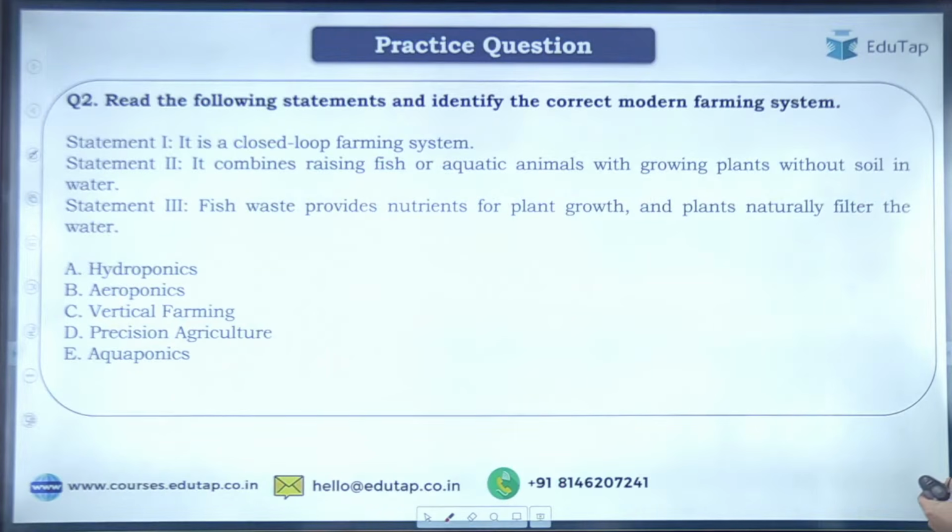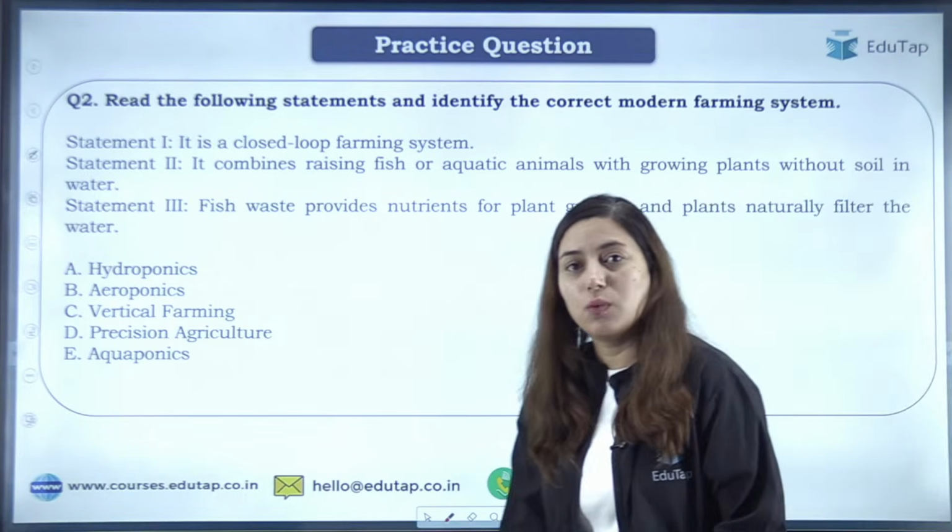Right? Okay. Coming to question number 2. Please read these statements and then give me the answer. Statement 1 is it is a closed loop farming system. Statement 2 is it combines raising fish or aquatic animals with growing plants without soil and water. Statement 3 is fish waste provides nutrients for plant growth and plants naturally filter the water. Your options are hydroponics, aeroponics, vertical farming, precision agriculture, aquaponics. What will be the answer?